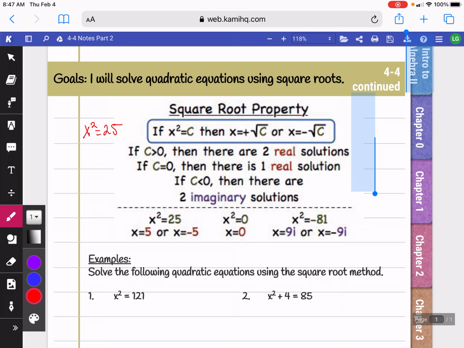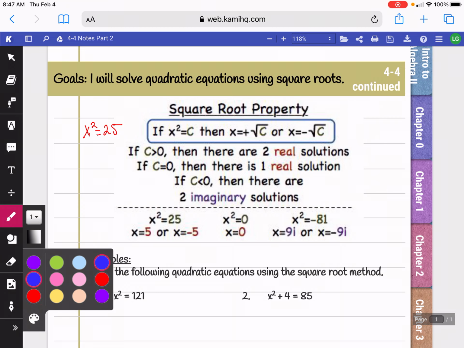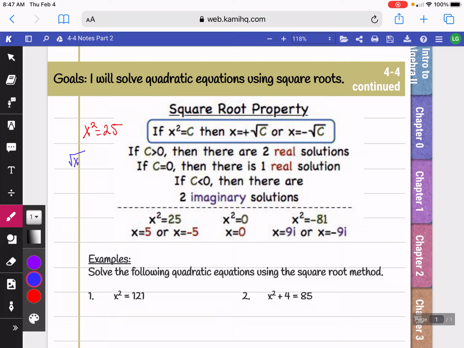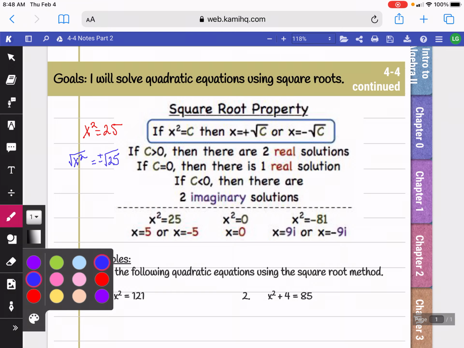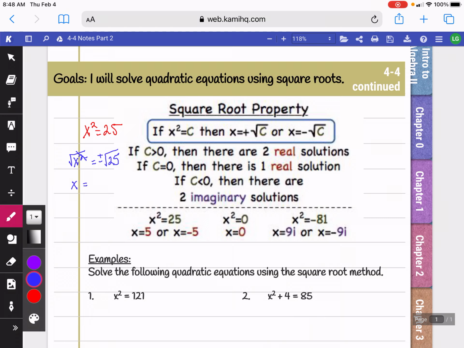to solve that, you would square root both sides because the opposite of squaring is square root. And here it becomes positive or negative square root of 25. Now when you square root a square, it cancels out the square. So you're just left with x, and here we have positive or negative. The square root of 25 is 5.